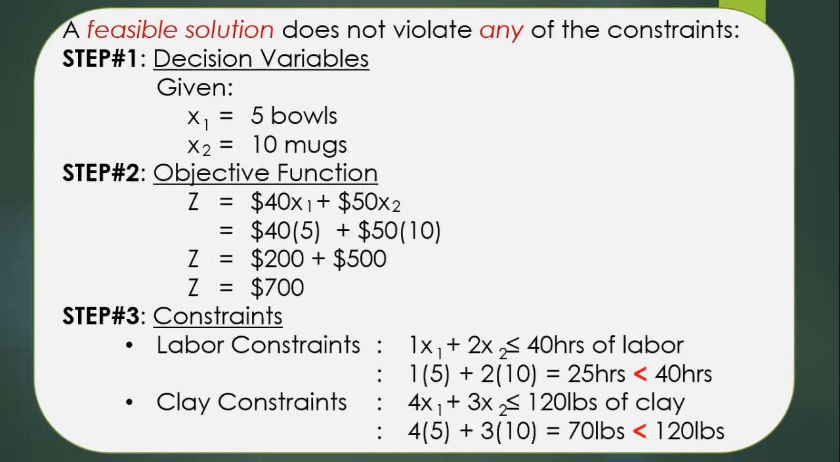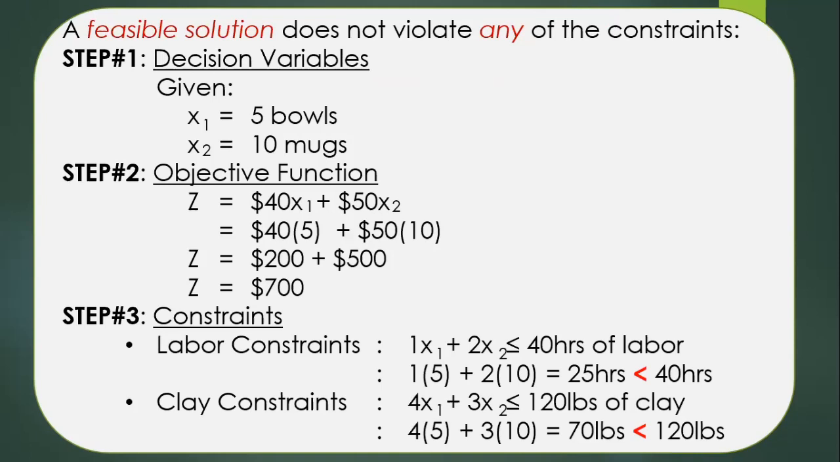Now, step number 2, our objective function. Remember, that would be to maximize z equals $40 times x sub 1 plus $50 times x sub 2. Since our x sub 1 and x sub 2 values are given, all we need to do is plug in the values into our formula. So that would be $40 times 5 plus $50 times 10, so z equals $200 plus $500. And therefore, our z, or profit, becomes $700.